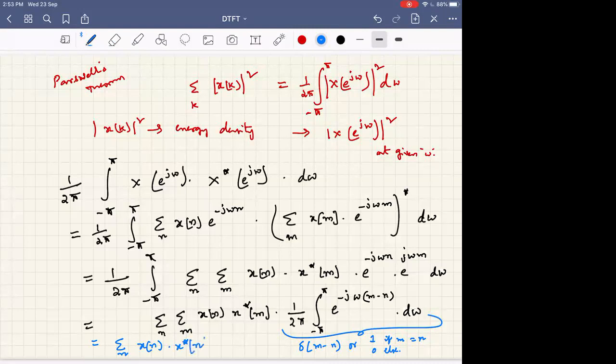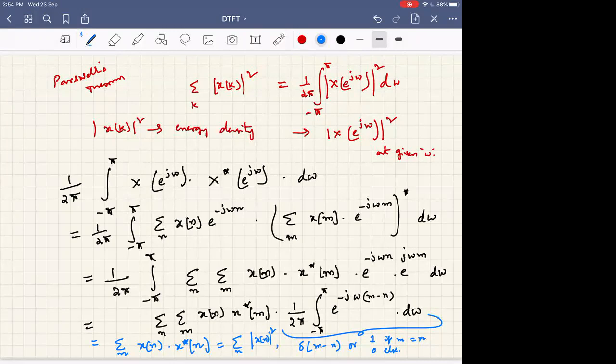Sigma x of n whole square. X of n mod, or x of n into x star of n, because only when m equal to n, this is 1. Otherwise one summation will go as it is, and in another summation over m, for different values of m it will be zero. It is non-zero only when m equal to n. This implies that this is x of n whole square. I hope this is clear to you, right?